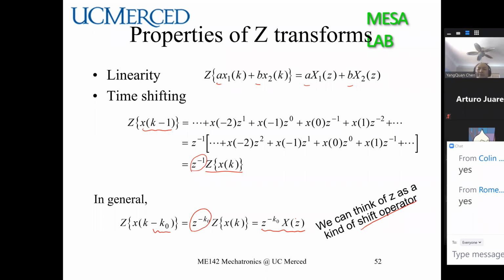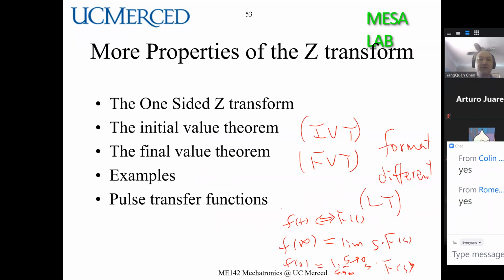Of course, we assume that xk and Xz are a Z transformation pair. Then if you have a delay here, you have Z to the power of minus K0. That's a shift. If you have a one-sided Z transform, then you probably need to take care of all those initial value problems. We're going to give you examples, okay?